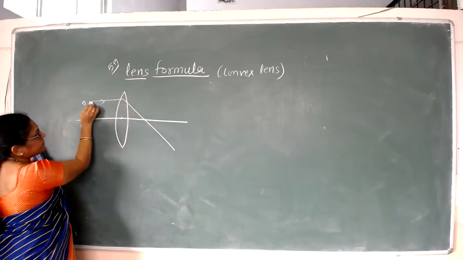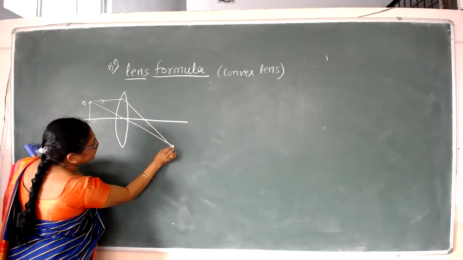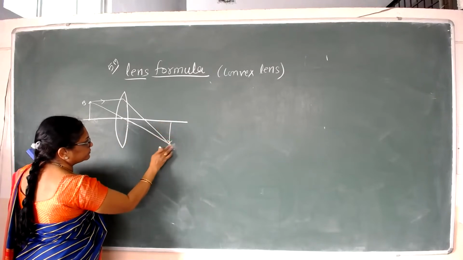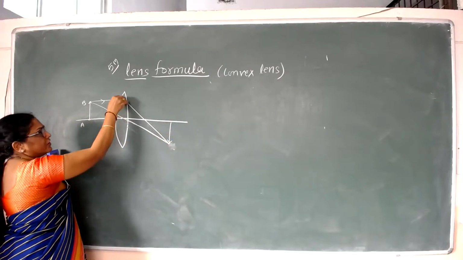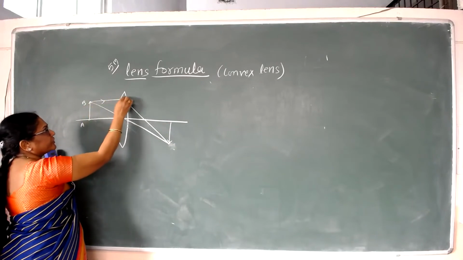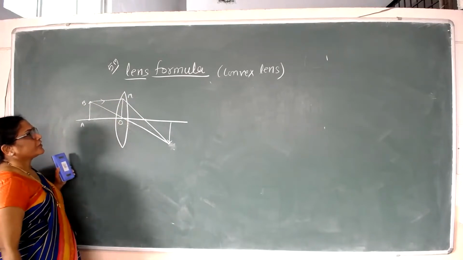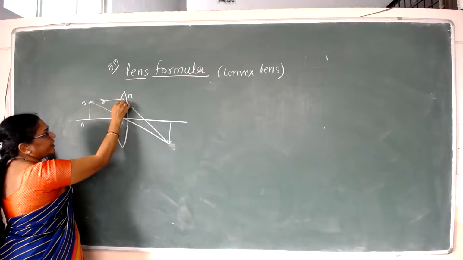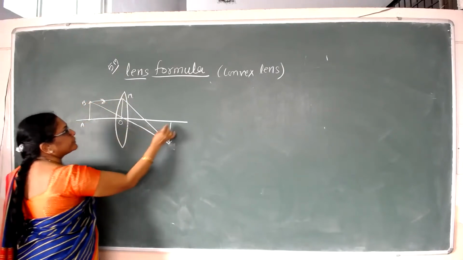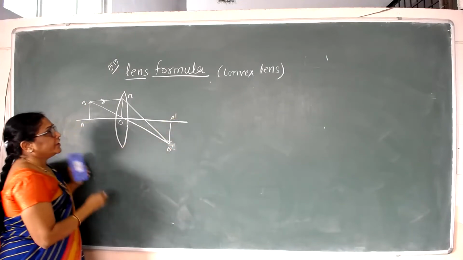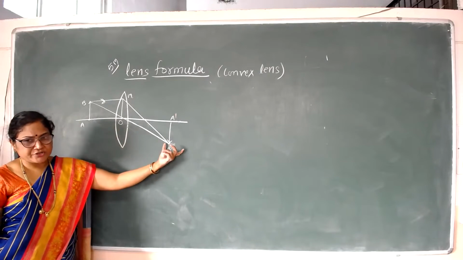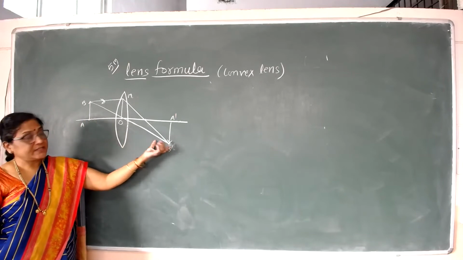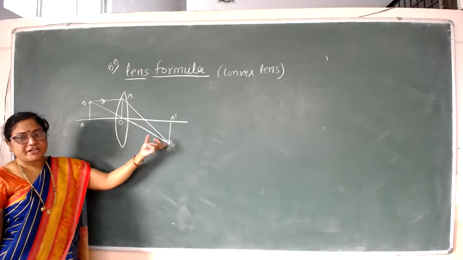Another ray of light passes through the optic center. Both the rays meet and there is a formation of an image. Draw a perpendicular MN or MO. This AM is the incident ray. Suppose this is the object AB, then consider this A dash B dash. Due to the convex lens, we have got an inverted image. When the position of the object changes, the size of the image also changes. Due to the convex lens, we have got a real, inverted image.